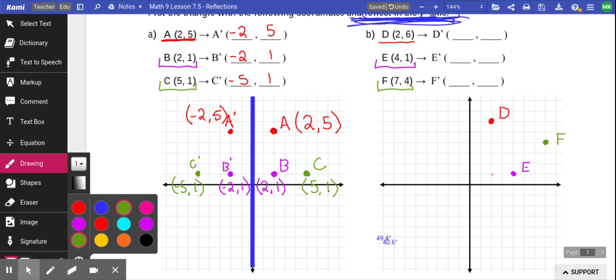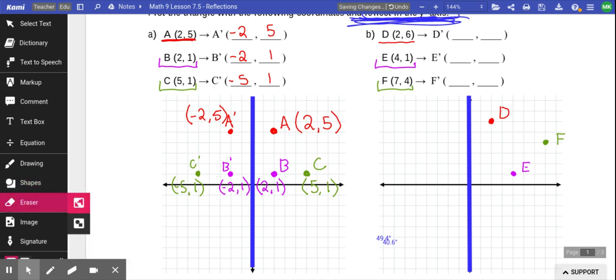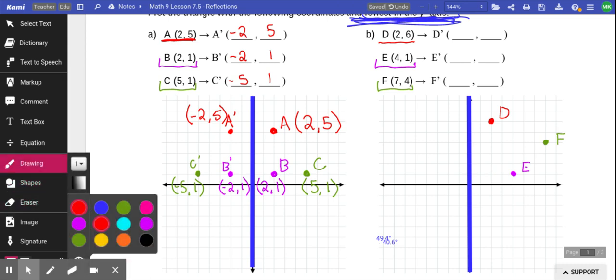Your goal was to reflect these things about the y-axis. The y-axis is this right here. So your goal was to figure out where these points now go on the other side of the y-axis. If I look at D, it's 2 away from the y-axis. That means it should now be 2 away. And D prime is over there. If I was to label the point for D prime, it's now at -2, 6.